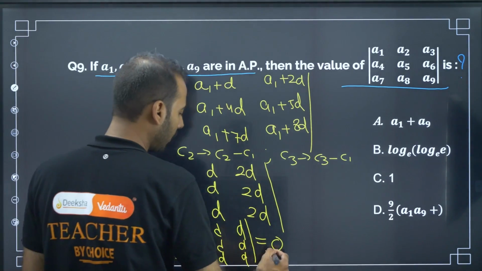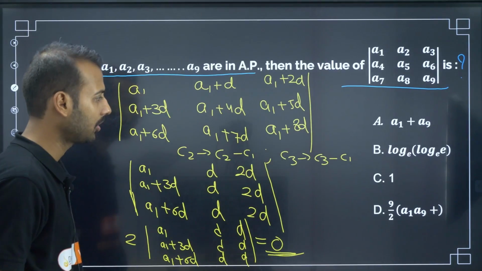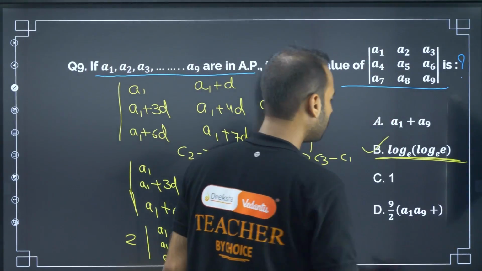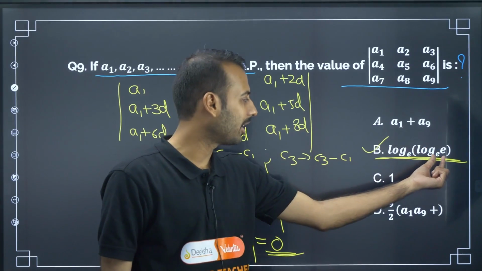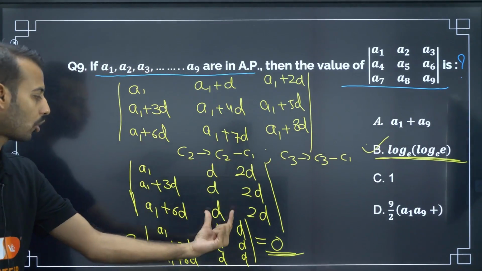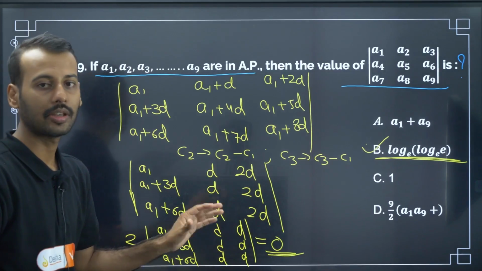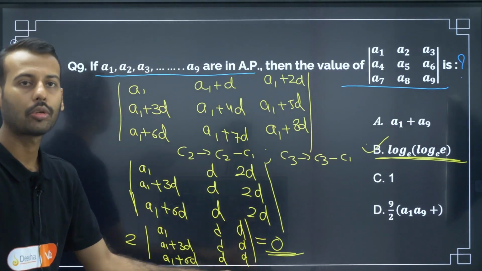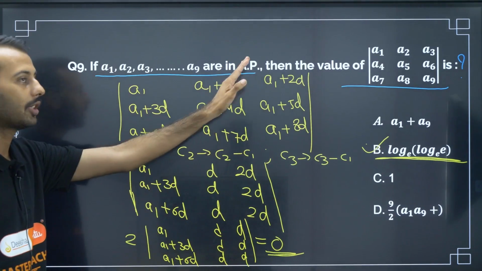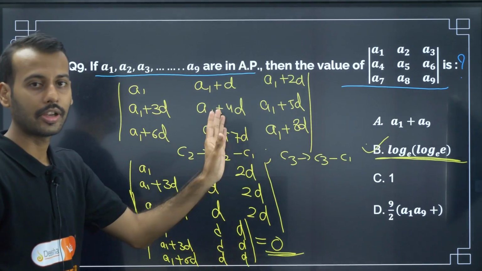So the determinant of this is 0. Any option is there? Option 0 they have not given directly, but this b is 0 only, because log e to the base e is 1, log 1 is 0, so b is the answer for this. So again, based on properties of determinants, every time I say please memorize that, please add to your soul, please understand that and keep that in your mind. Properties of determinants, this matrices and chapters entire, it is based on properties only.